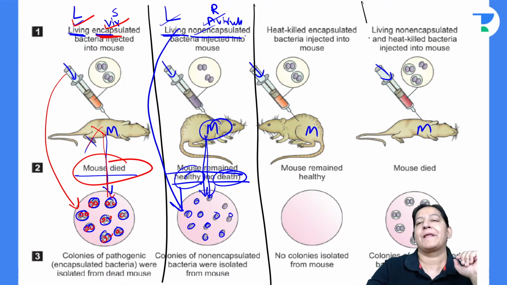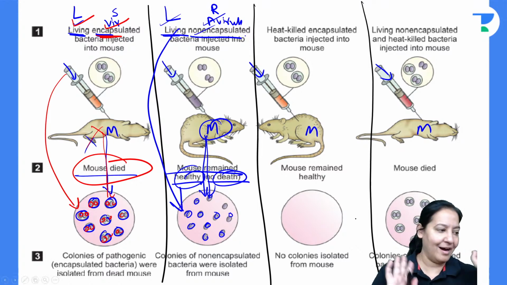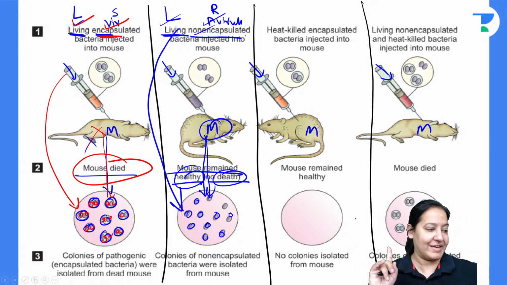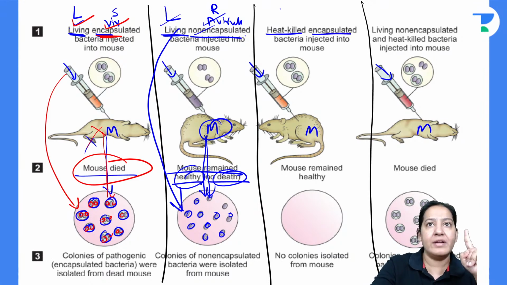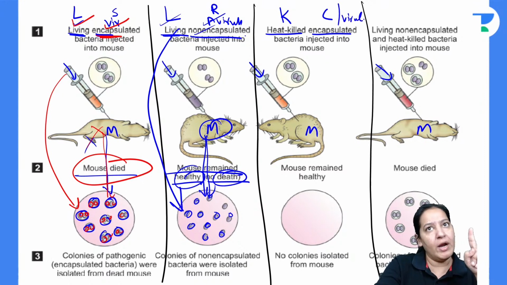See the third thing. Third bhi theek hai. In the third, you are not putting live bacteria. You are putting inside heat-killed bacteria, killed capsulated. I'm not putting live, I'm putting killed capsulated. Capsulated ones are the smooth ones and they are virulent, but they are virulent only if they are live. Now they are killed, so they will not be virulent.